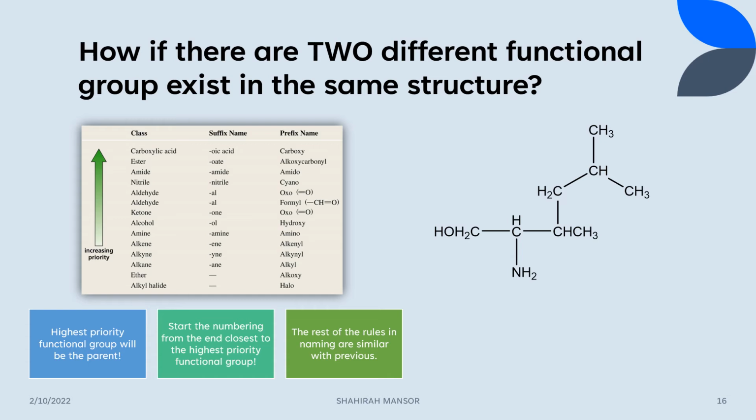Okay, so macam mana pula kalau kita ada this molecule? Do we have 2 different functional group in this molecule? The answer is yes. Kita ada OH, kita ada NH2. Okay, mari kita cari dekat sini. NH2 tu apa? Amines. OH itu apa? Alkohol. So, antara dua ni, siapa yang mempunyai highest priority functional group? Okay, the answer is alkohol.